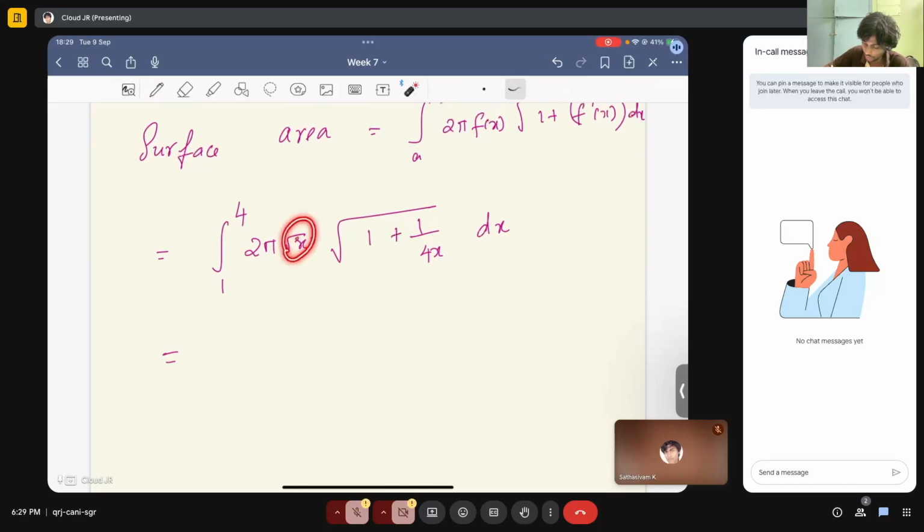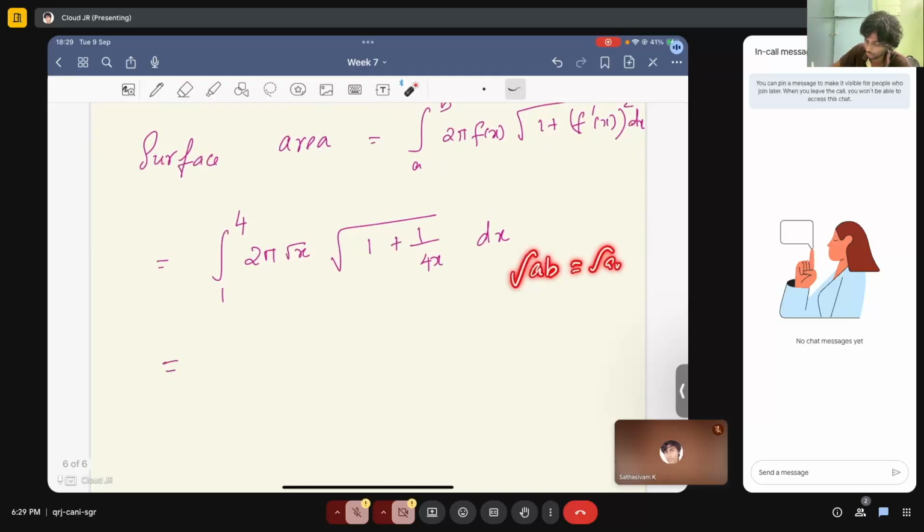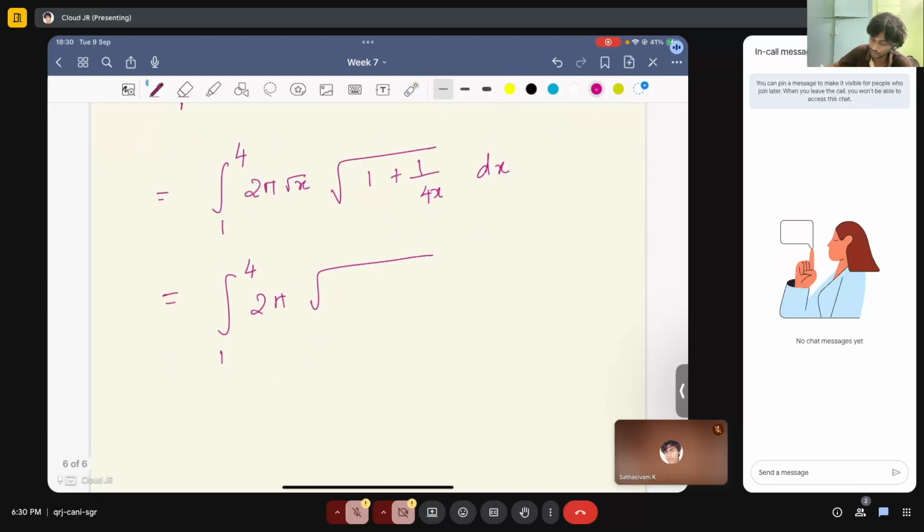First thing you observe is we have both square roots, so you have the formula that the square root of a times the square root of b is nothing but the square root of ab, though the formula may be written the other way around. But you see here, you can combine these square roots, integral 1 to 4, 2 pi. The reason you can combine the square roots is that you can take away this x that is coming in the denominator. We don't want it to be in the denominator because it might create a problem. So this is x plus x by 4x.